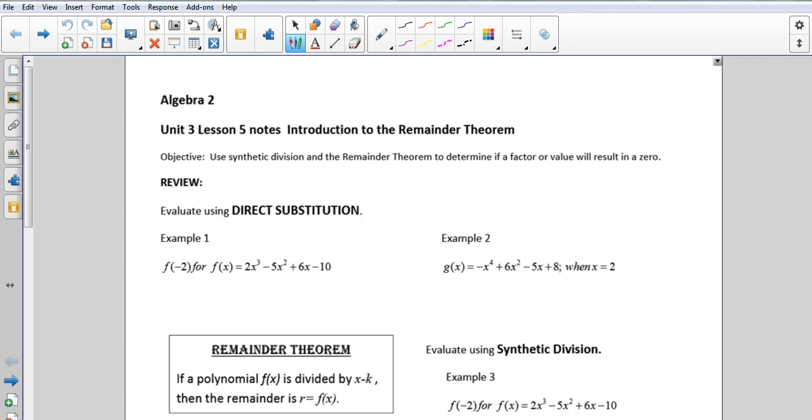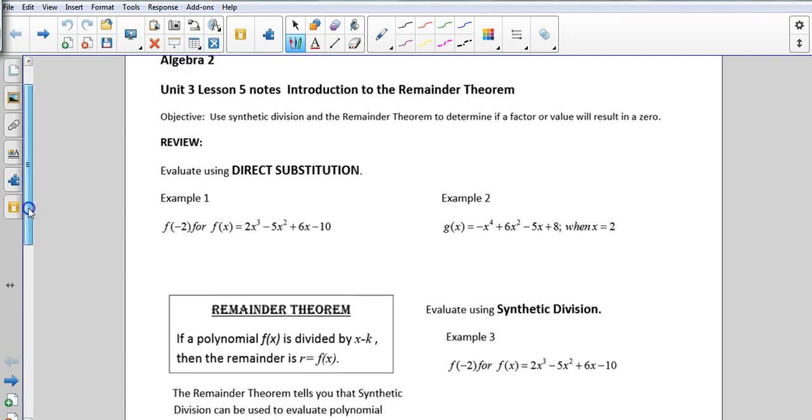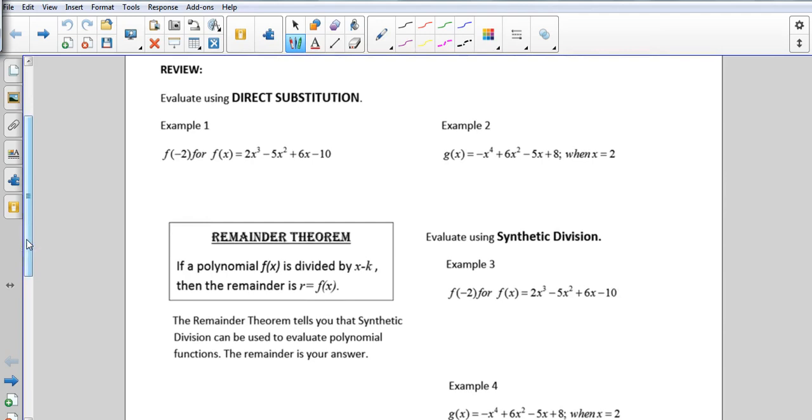So first off, we're just going to review basic substitution, which we've been doing for a while, where you plug in a number for x and evaluate and see what the value is. So we're going to now plug in -2 everywhere there is an x. Okay? So what that gives us is 2 times -2 to the third power minus 5 times -2 squared plus 6 times -2 minus 10.